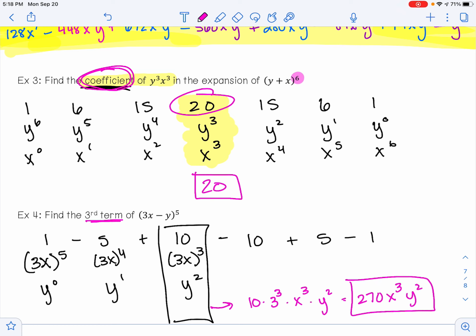Here they didn't ask for the coefficient. Here they asked for the term. So the term is 270 x cubed, y squared. If they said find the coefficient of the third term, then the coefficient would be 270.